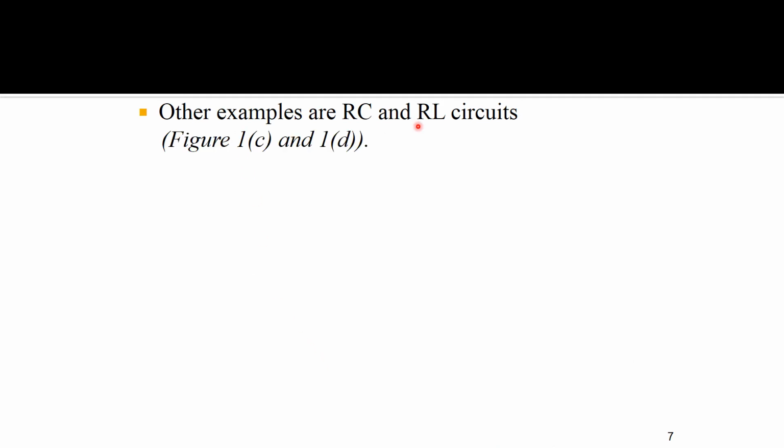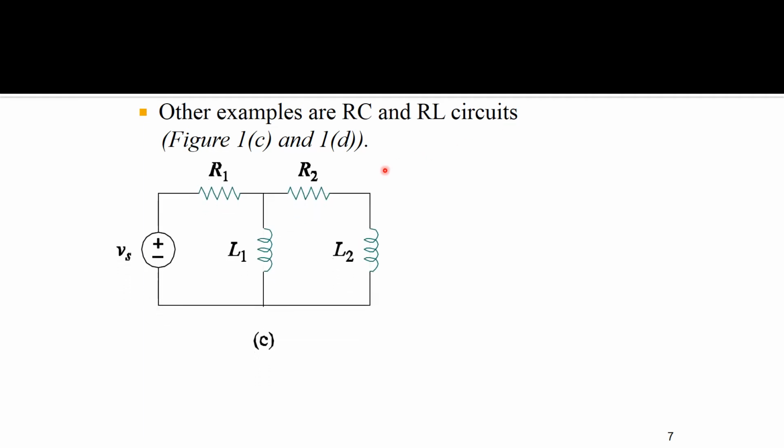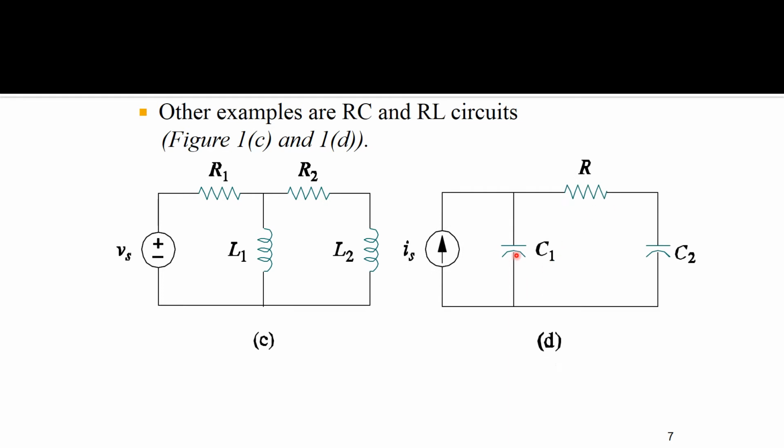Other examples are RL and RC circuits, but how do we differentiate these from a common RC and RL circuit in first order? In figure C, you have two resistors and you also have two energy storage elements, L1 and L2. So this is considered a second order circuit.